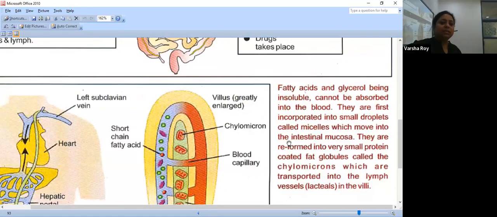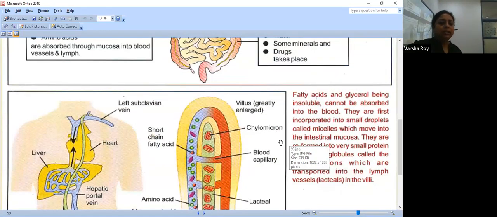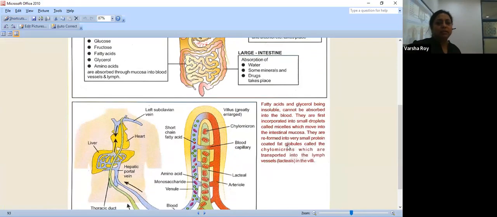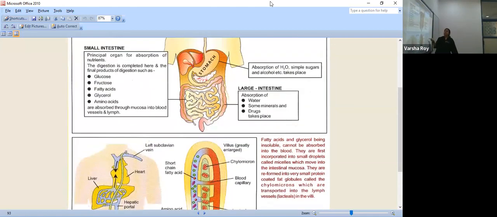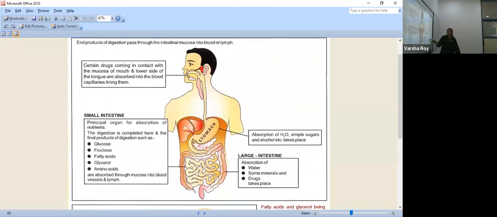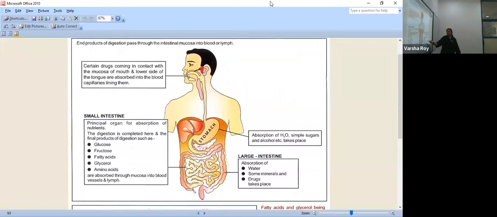So here, what is this particular part? Lacteals. ये एक single lacteal है. This is a single lacteal which is shown. Villi with lacteals. So आप देख सकते हो कि यहाँ पे lacteals में fatty acids को ले जा रहे हैं और ये intestine में है, and then ये सारा circulation में चला जाता है. So this is sufficient. And large intestine, absorption of water, some minerals and drugs takes place here.